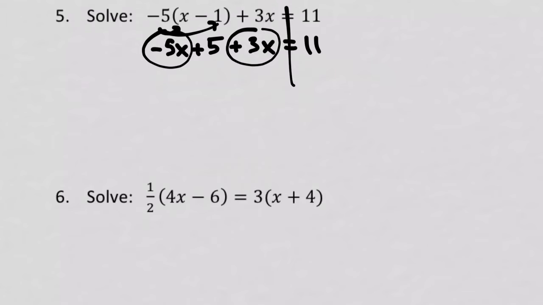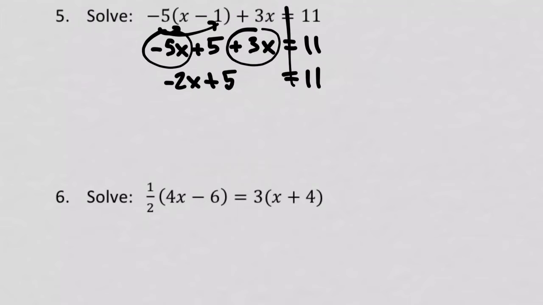Negative 5 plus 3 is negative 2x plus 5. And don't forget that you cannot combine the negative 2x and the positive 5x. They are not like terms. You can't mix these two. Equals 11 is on the right side.